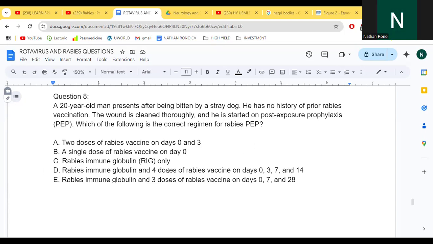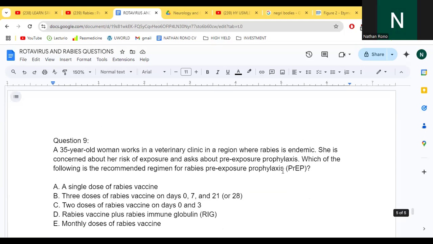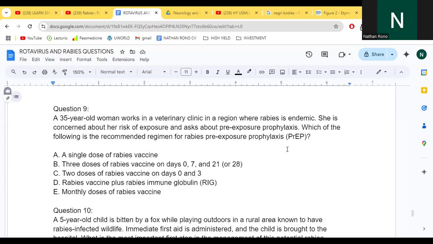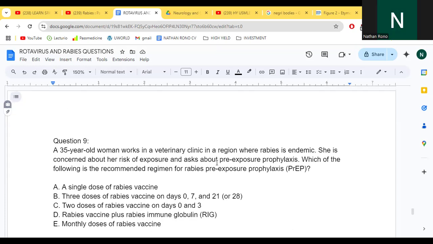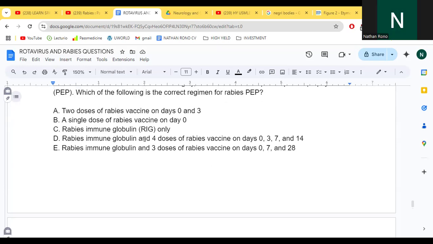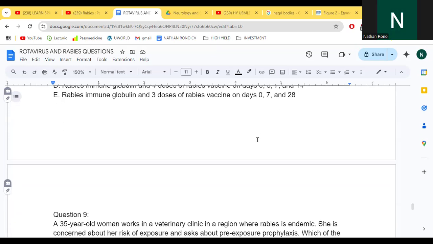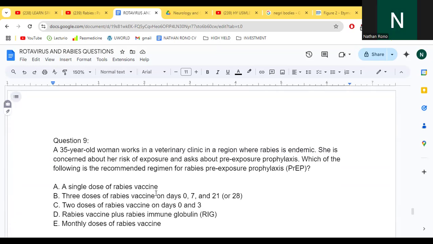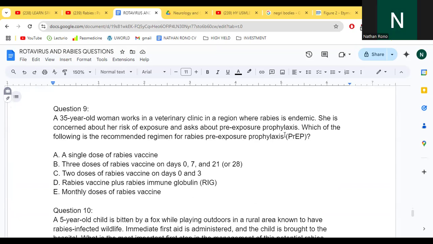So rabies immune globulin and 4 doses of rabies vaccine, on days 0, 3, 7, and 14, okay? Then the regimen for PrEP is 3 doses of rabies vaccine on days 0, 7, and 21 or 28, okay? You'll notice in PEP, we have to give the rabies immunoglobulin and the rabies vaccine. But in PrEP, we only give rabies vaccine. We don't give rabies immunoglobulin for PrEP. So PrEP is before exposure.